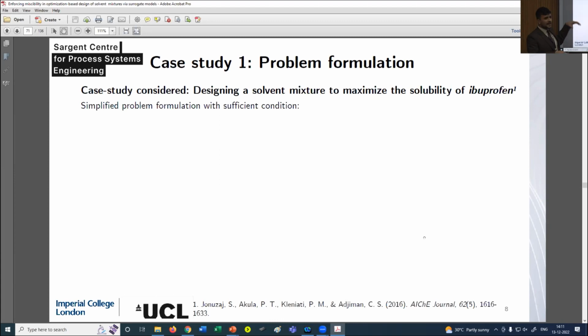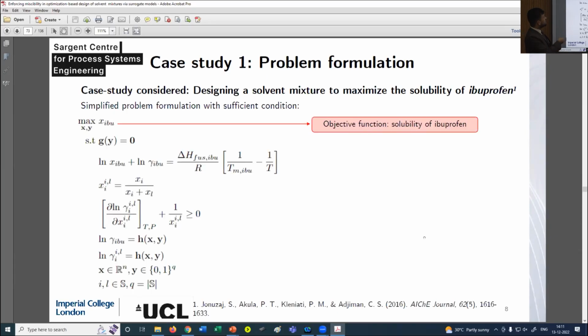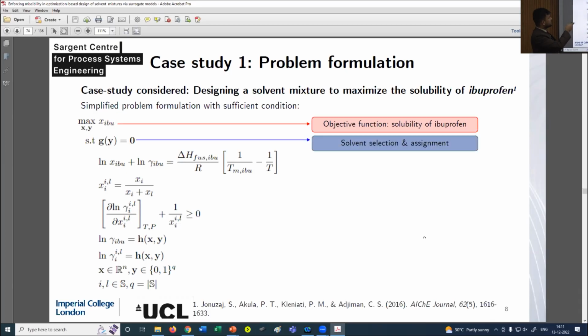So I would like to show you the problem formulation, and this is a problem formulation with the sufficient condition that I had shown you earlier. So here our objective is to maximize the solubility of ibuprofen, and then we have some constraints which are linked to solvent selection and assignment, which are linked to the set of binary variables y. Then we have this equation which gives us the solubility of ibuprofen related to solid-liquid equilibrium. And you can see this is dependent on the activity coefficient of ibuprofen.